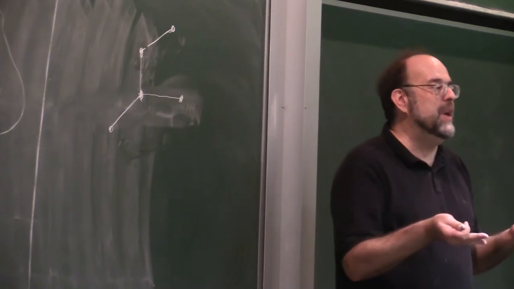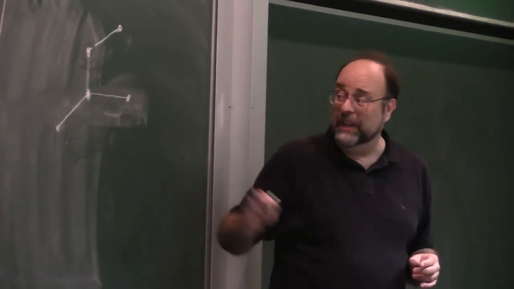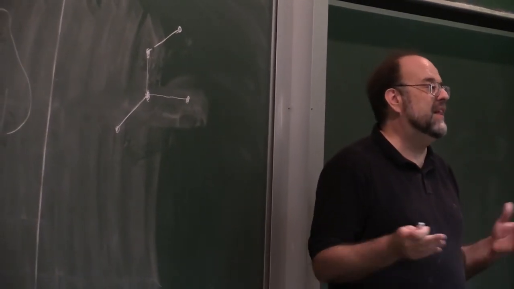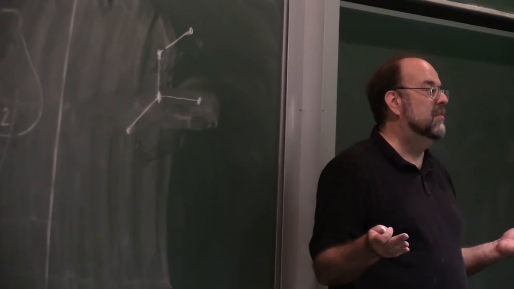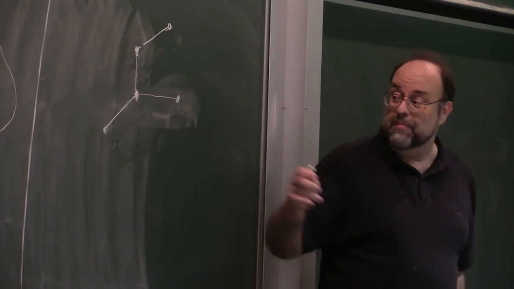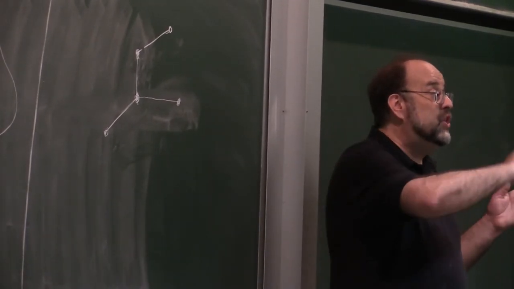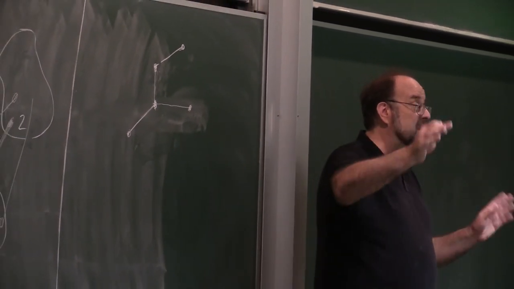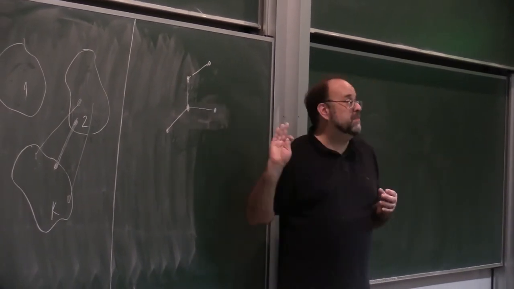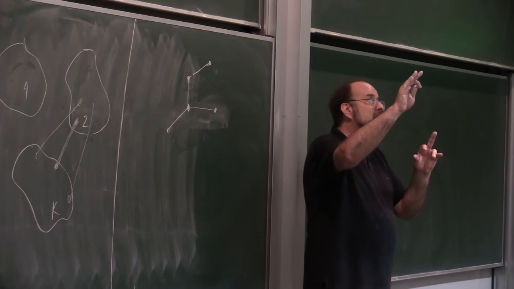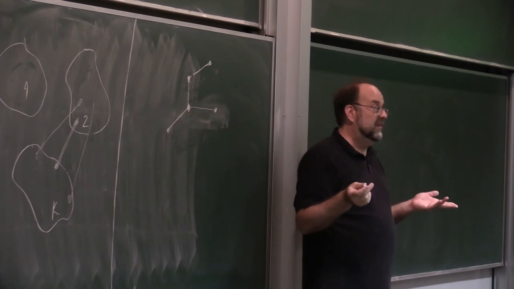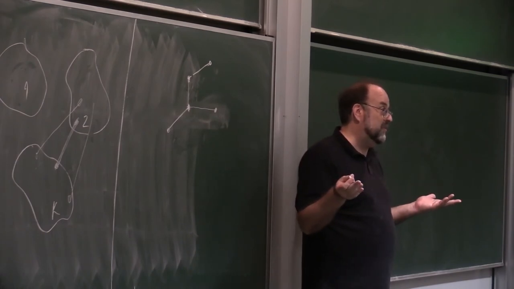What is another way of getting exactly the same thing? What am I doing when I keep joining the closest points? What is that algorithm? Minimum spanning tree. It's Kruskal's algorithm for minimum spanning tree, except I don't iterate it until I have a single component. I abort it. It's essentially minimum spanning tree with the k minus 1 largest edges removed. Right? It boils down to that.